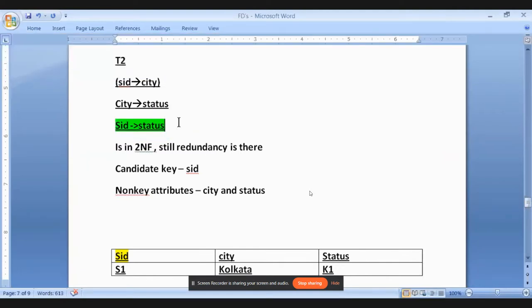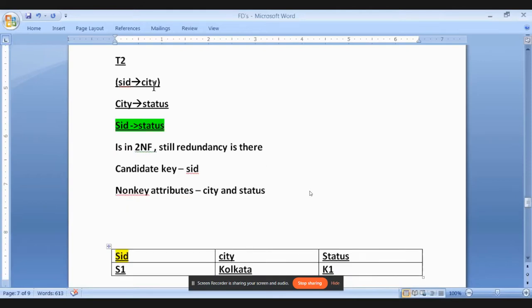3NF says that no non-key attribute should transitively depend on the candidate key. Transitively depend means no FD where a non-key attribute depends on the candidate key should be got via the transitive rule. But here we got such an FD, where a non-key attribute on the right hand side depends on the candidate key via the transitive rule itself. So I will say the relation is not in 3NF.